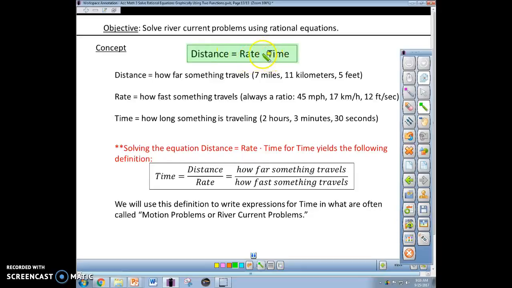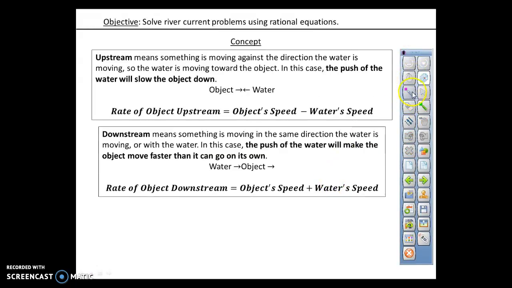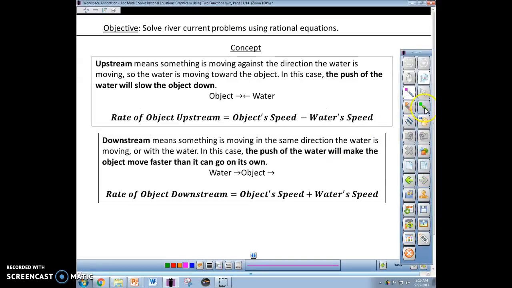So if we take and divide both of the sides of the equation by rate, we arrive at this equation here. The time is equal to distance traveled divided by average rate of speed, or average rate of travel. Another thing that we need to understand about rate in these situations is how the water's direction affects the rate of an object on the water.